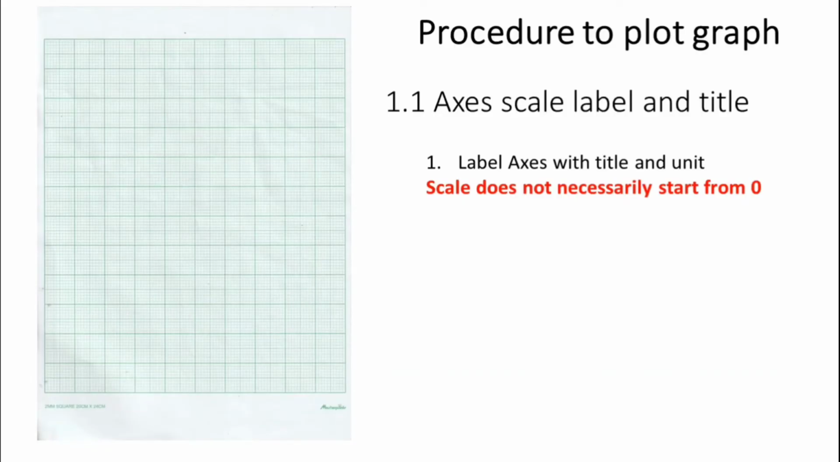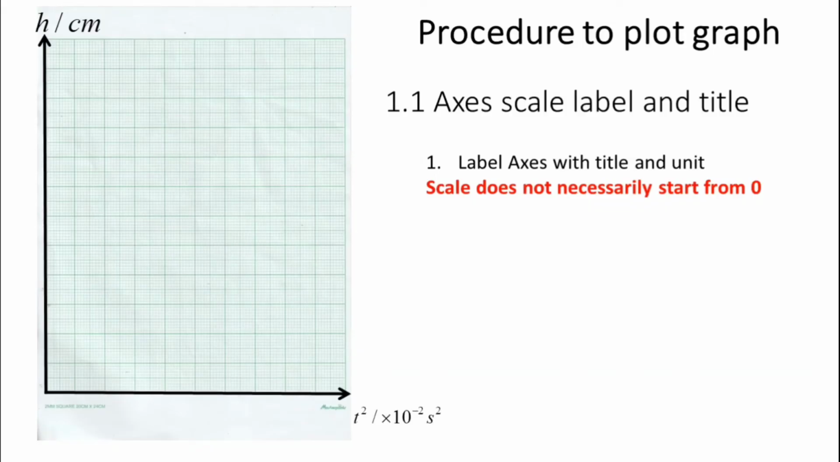In this example, we have the height as the y-axis, the t square as the x-axis. You are going to label the axis with title and proper unit. For height, the title is h and the unit is centimeter. For the x-axis, the title is t square and the unit is second square. Do not forget to include the exponential power with the unit.